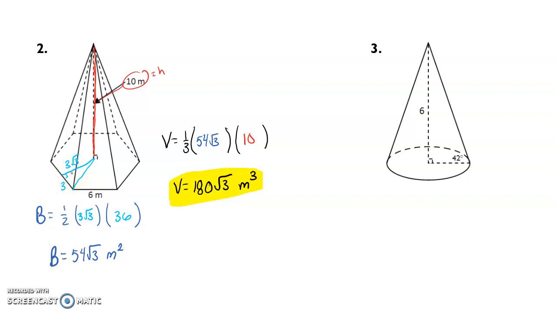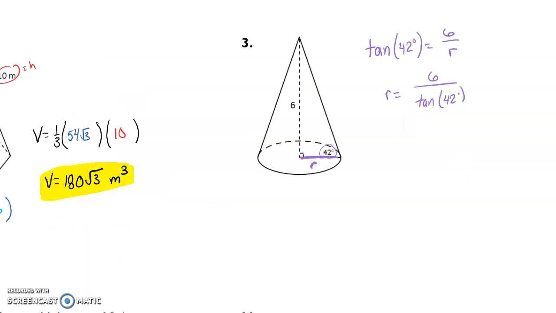And for number 3, we need to use our tangent formula, start to use our right triangle trig. So those are also skills that we can't neglect and can't forget. So the tangent of 42 degrees is equal to 6 over r, so r is 6 divided by the tangent of 42. At this point, if you're going to round that, round it out to as many decimals as possible, because we are using that for something to start calculating our volume.